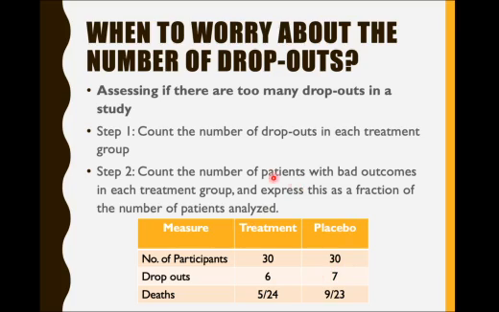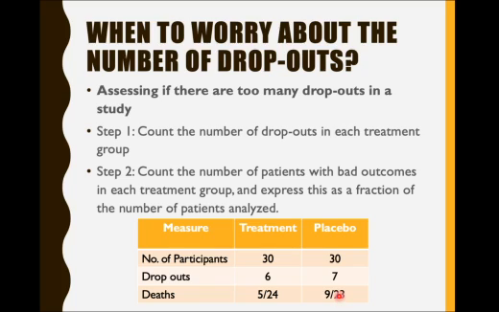And then the next step is to count the number of patients with bad outcomes. So deaths will be the outcome. So 5 divided by 24, expressed as a fraction of the number of patients analyzed. Since you only have 24, you analyze 5 over 24. You remove those who dropped out, and then in the placebo we have 9 deaths, and then express this as 9 divided by 23 since 7 dropped out.